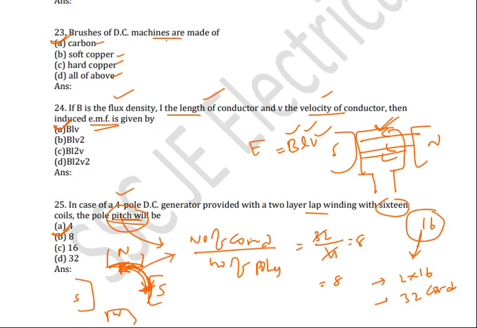Number of conductors we can't know directly. So 16 coils are given, and it is a 2-layer winding, that is why 2 into 16 coils, so 32 conductors. So 32 by number of poles, which is 4. So we get 8. This is the pole pitch.